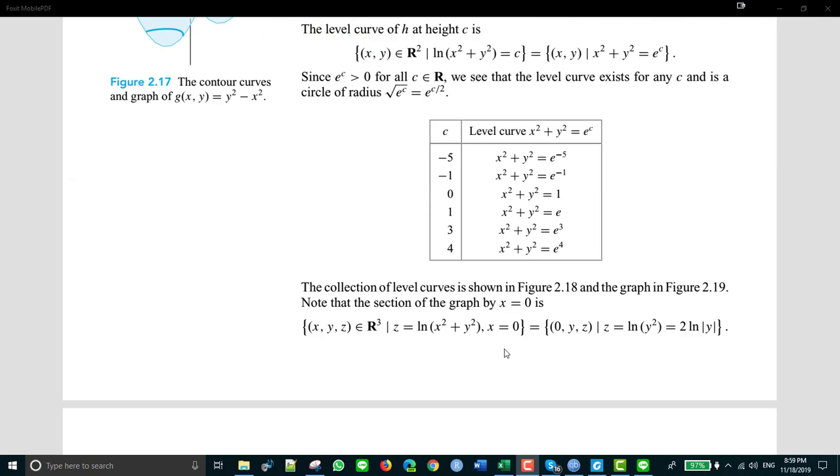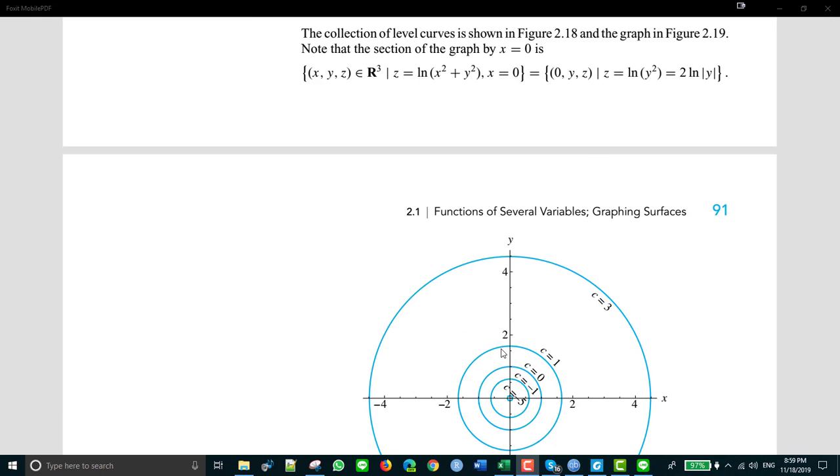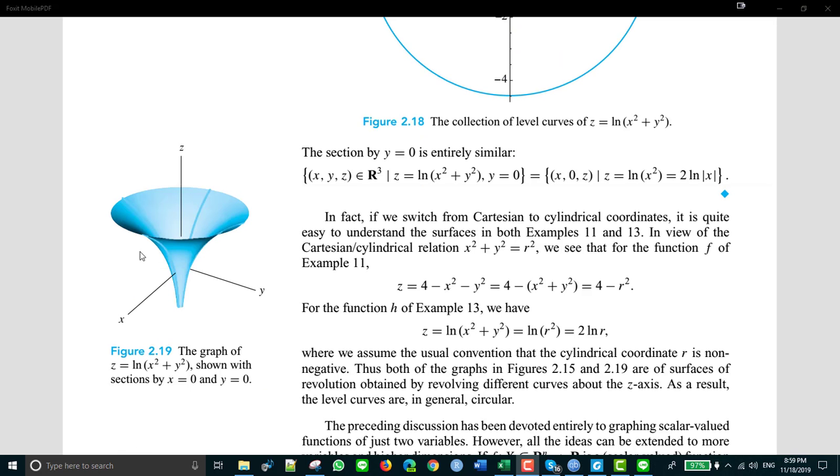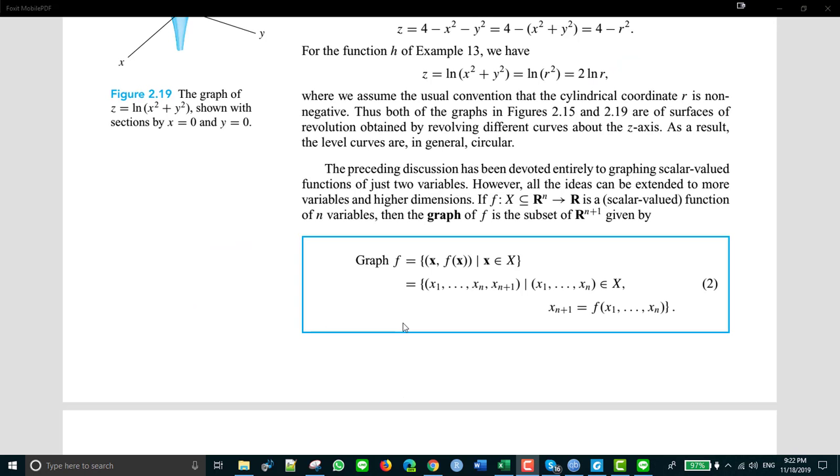So they continue. I'm not going to go through this, but you can look at it, and they get this shape. So it's kind of like a log curve, but it's some three-dimensional version. Okay, so she says that we've just been dealing with functions of just two variables, but we can do basically the same thing here for functions from Rn to R.